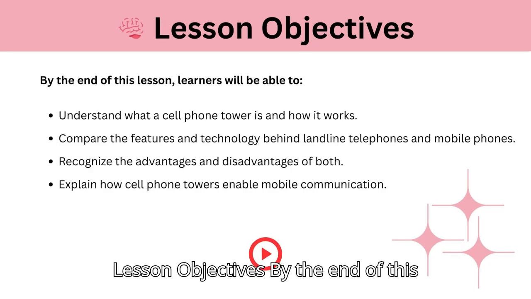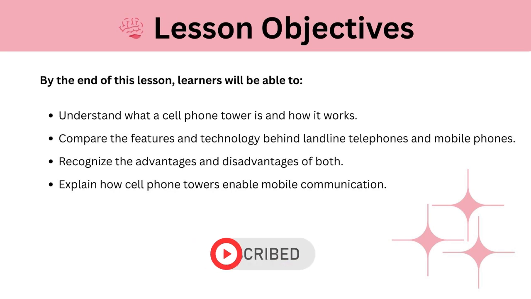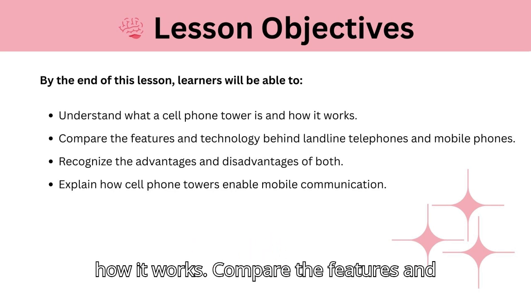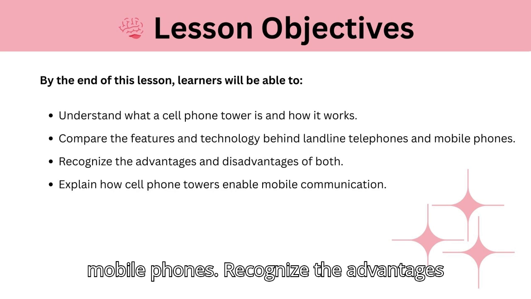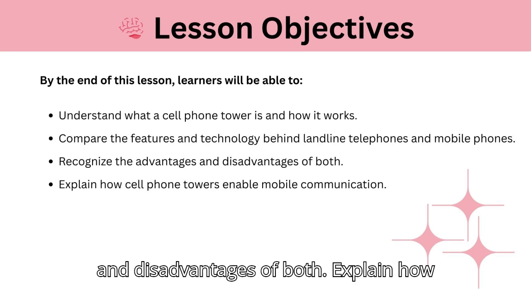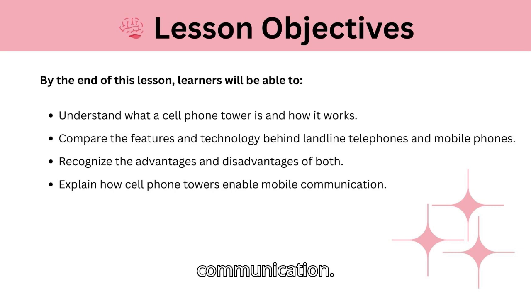Lesson Objectives. By the end of this lesson, learners will be able to understand what a cell phone tower is and how it works. Compare the features and technology behind landline telephones and mobile phones. Recognize the advantages and disadvantages of both. Explain how cell phone towers enable mobile communication.